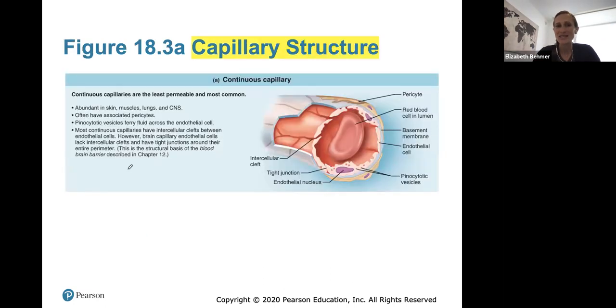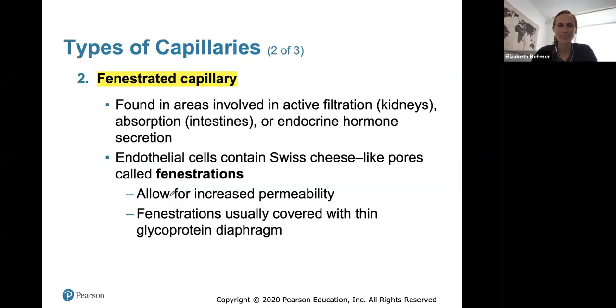So here we have continuous capillaries. They are the least permeable and the most common. So they form tight junctions. So pericytes will form a seal around these capillaries. So not much can get through, and this will help form the blood-brain barrier in the brain. So tight junctions, least permeable, most common, where they're located: skin, muscles, lungs, central nervous system. So these are continuous capillaries.